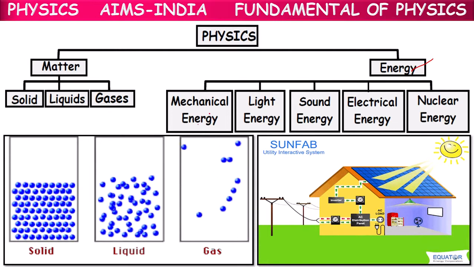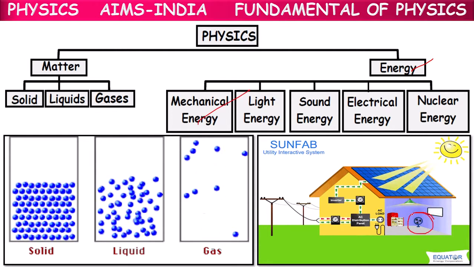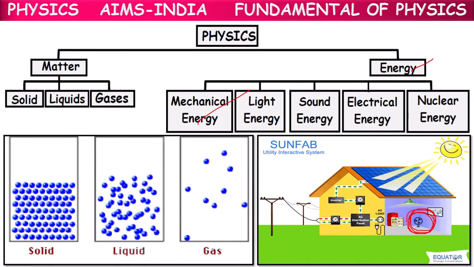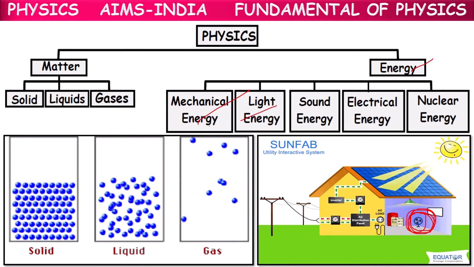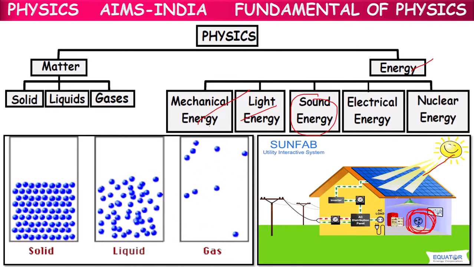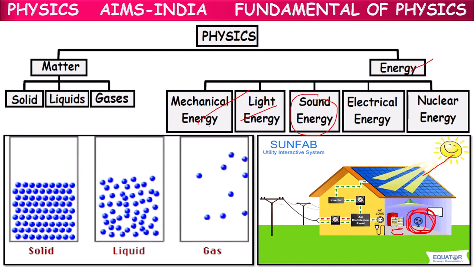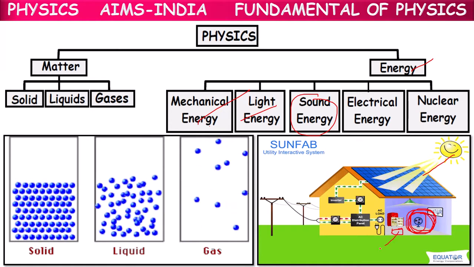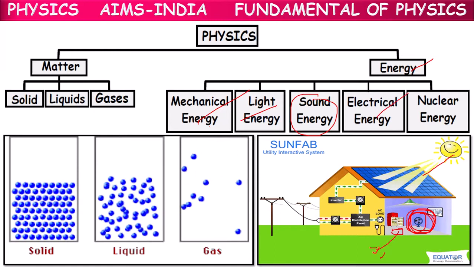Energy means we have mechanical energy, which means here the fan is rotating. The rotating fan has mechanical energy. Light energy comes from the sun. Sound energy: in your house, if you plug in a TV or music system, from that you can listen to sound energy. Then electrical energy.